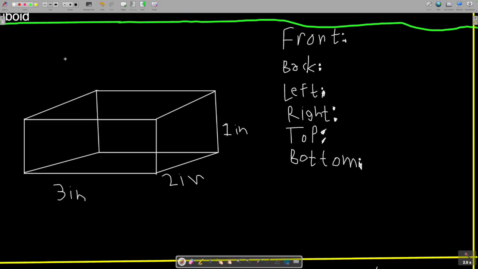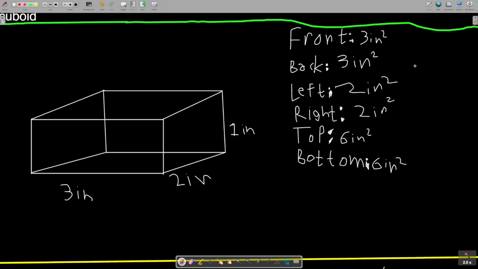Let's do another one. The front is 3 times 1, which is 3 square inches, and the back is the same, 3 square inches. The right is 2 times 1, which is 2 square inches, and the left is also 2 square inches. The top and bottom are 3 times 2, which is 6 square inches each.